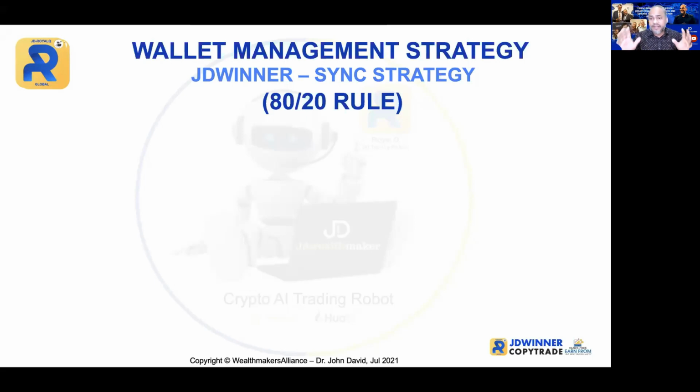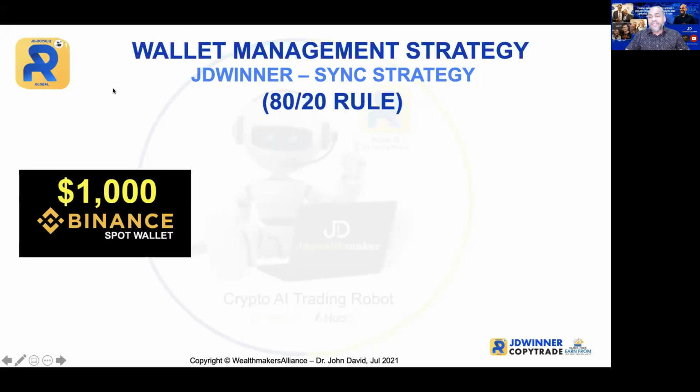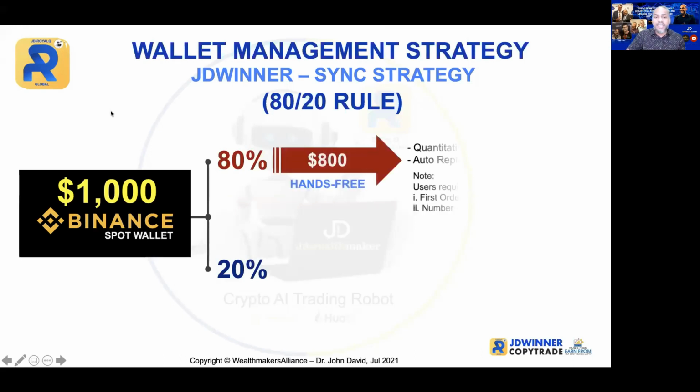So this is an 80-20 rule. Now, how does this 80-20 rule actually work? Let me explain to you one by one. So the first thing, all right, I'm going to take an example. Let's say you have $1,000 in your spot wallet. All right, so this is your trading fund. I don't consider this as capital. Okay, I will refer to this as a trading fund. So your trading fund in the spot wallet is $1,000. Now from this $1,000, you're going to basically divide that into 80-20. So your first 80%, okay, will be going into the hands-free or the SYN strategy. That is about $800. All right.